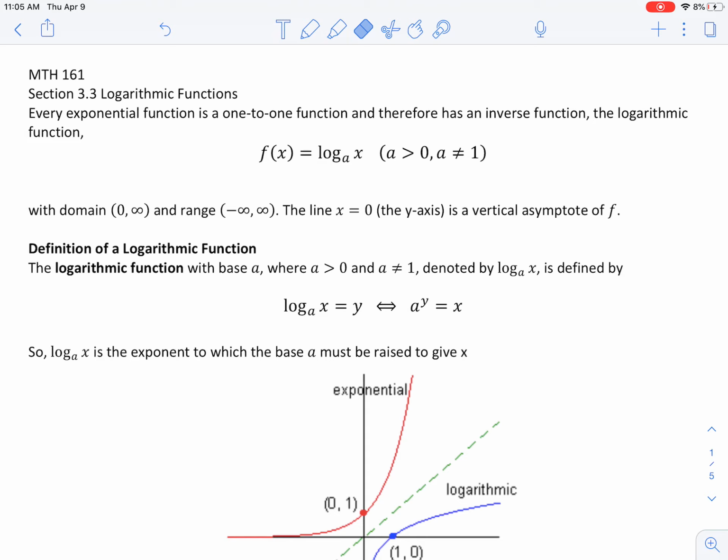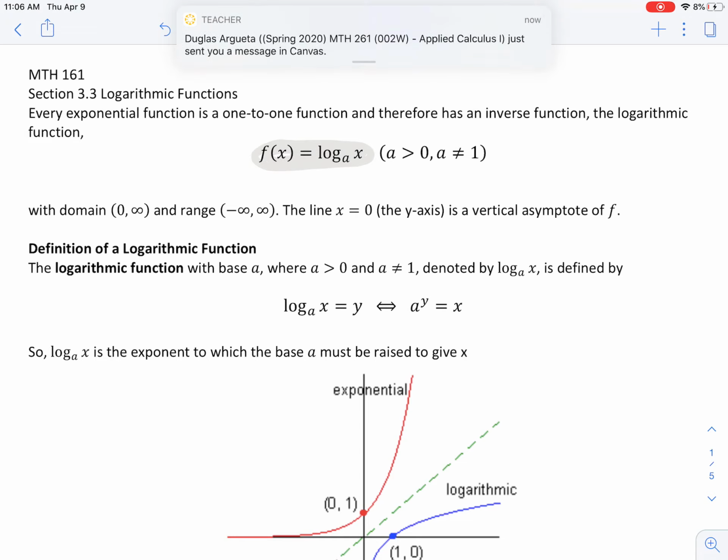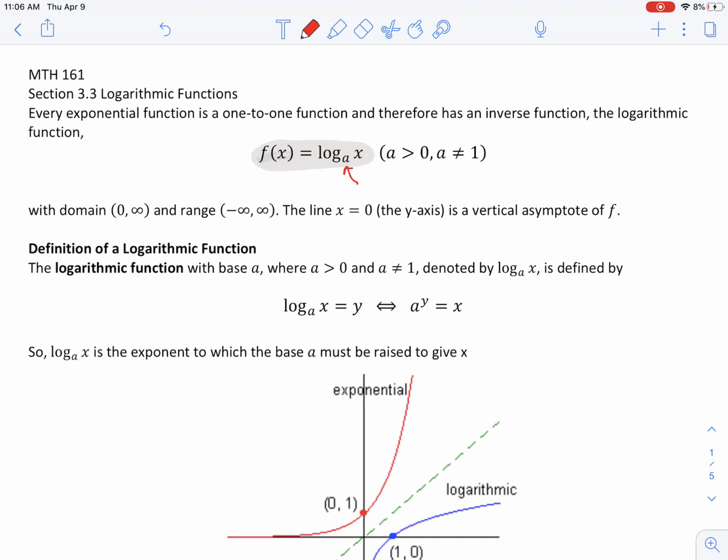All right, every exponential function is a one-to-one function and therefore has an inverse function. The logarithmic function, we have it right here, f of x equals log base a of x. Now, that little a you see is a subscript. That's the base. That's going to be the log base. So log base a of x. But remember, 2 things. This base has to be greater than 0, and it cannot be equal to 1.